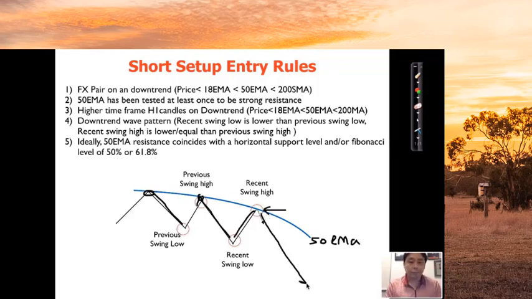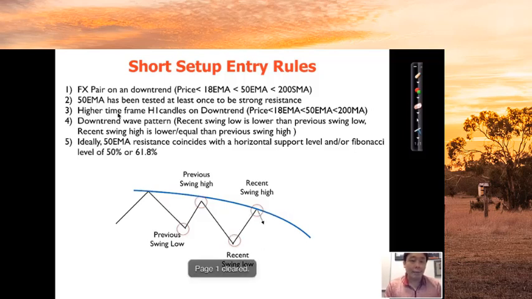All right, so the next thing is to look at the higher time frame once again. Once you look at 50-minute candles, go to the hourly candles. Hourly candles must also show a downtrend. Again, price below 18, 18 below 50, 50 below 200 moving average. And as per the long setup, for the short setup we also want to see a wave pattern. This time, we want to see a downtrend wave pattern.